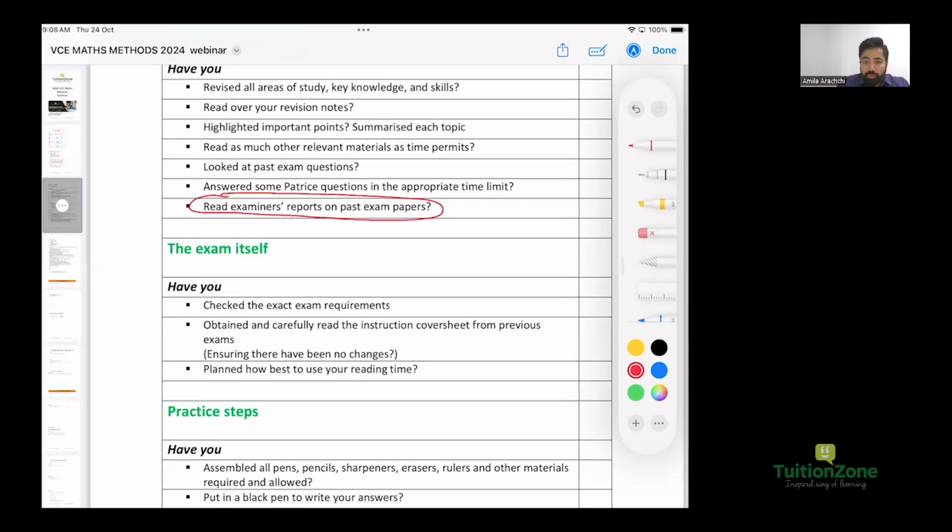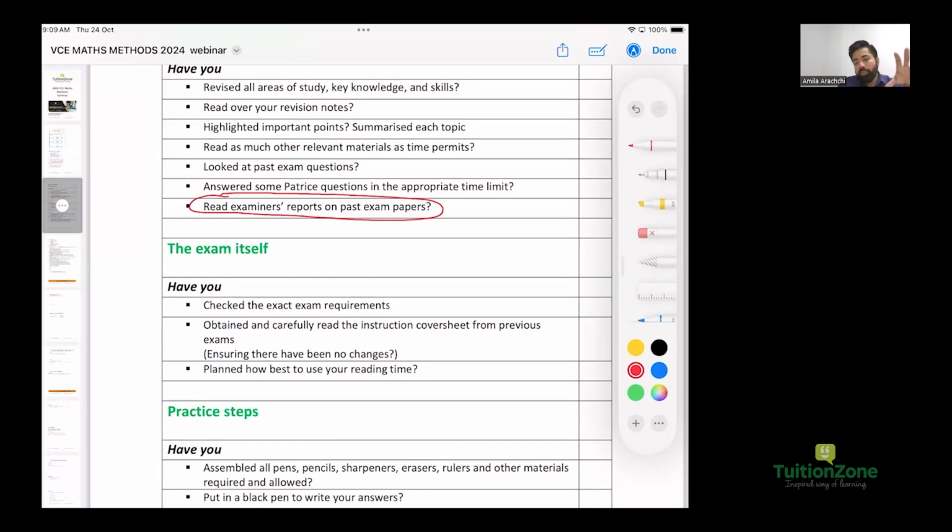Read examiners' reports on the past exam papers. Yes, when you do the past exam papers or trial exams, you're reading the answers. But keep a habit of reading the answers even though your answer is right. The reason is, this time you're lucky enough to get it through.